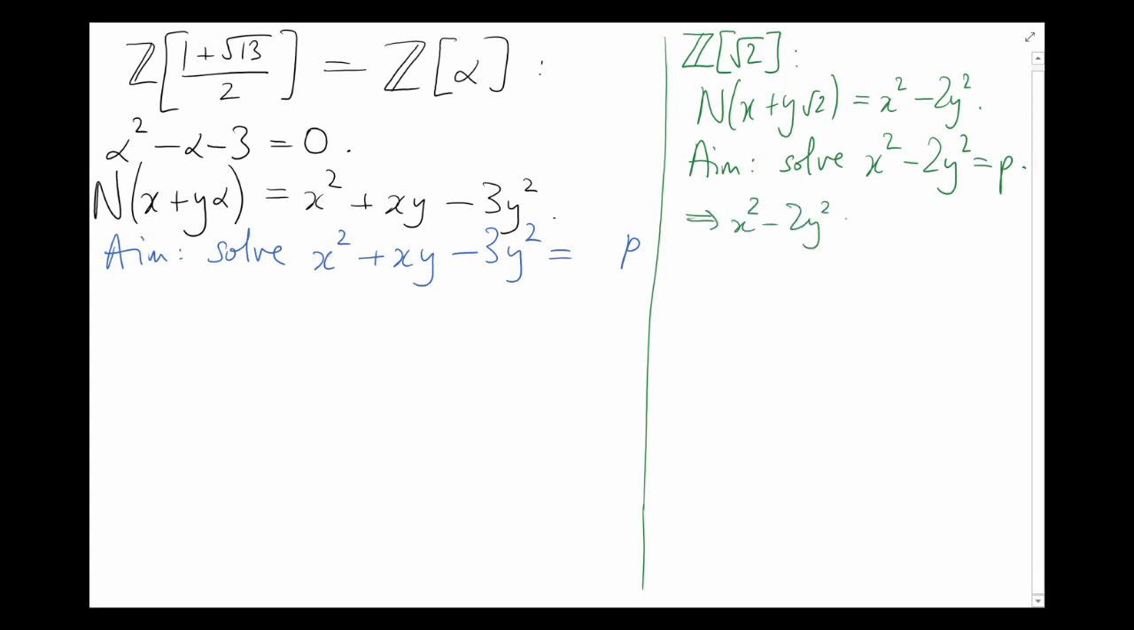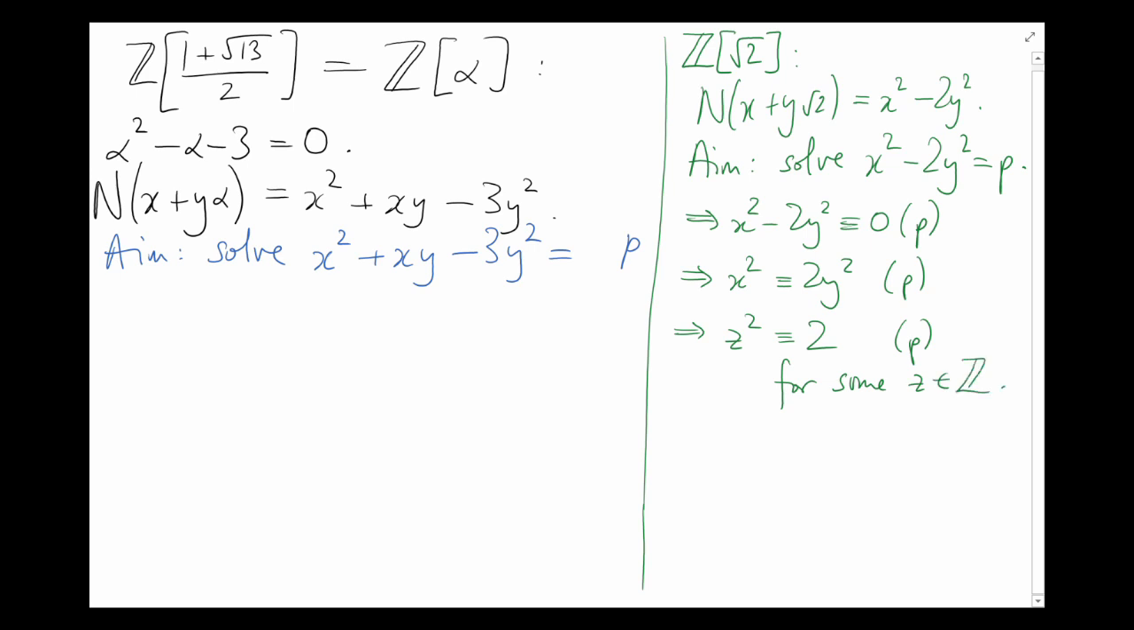Now, by reducing mod p, rearranging, and then dividing by y squared mod p, we saw that this could only happen when there existed some integer z whose square was 2 mod p. Okay, can we get a similar necessary condition on the left?